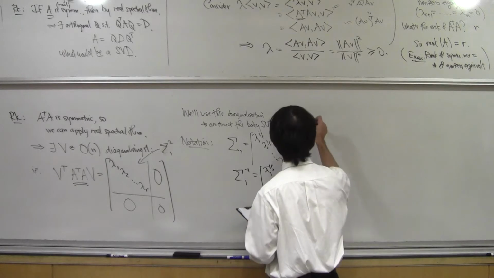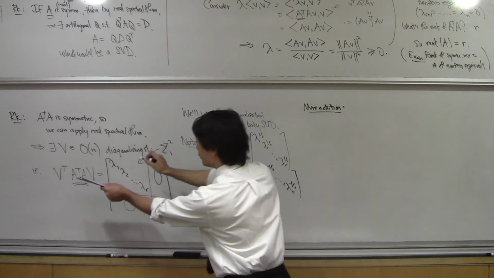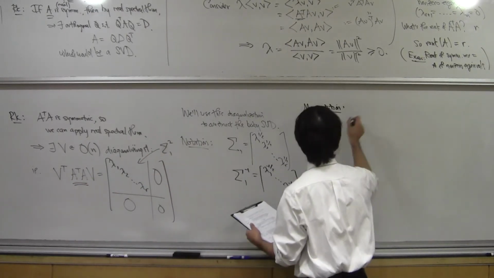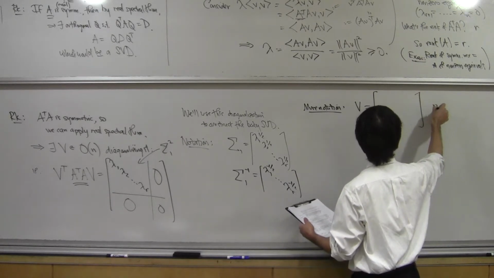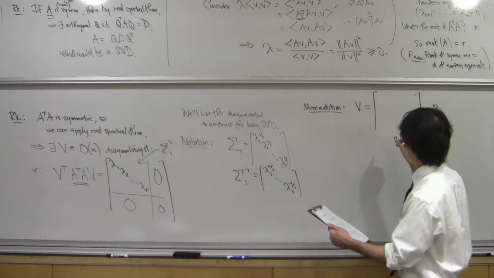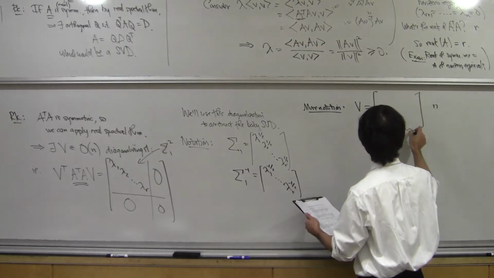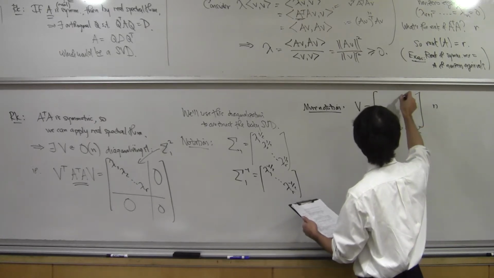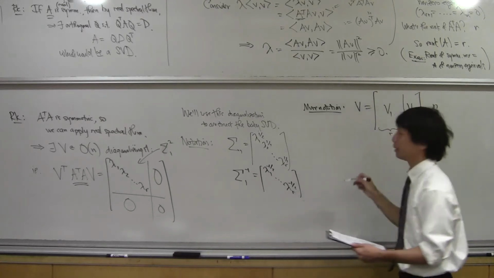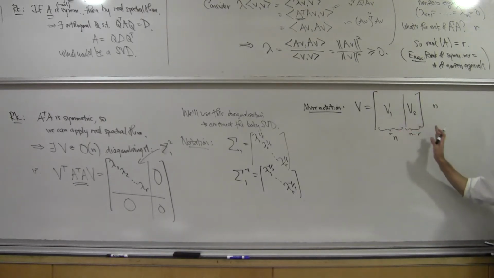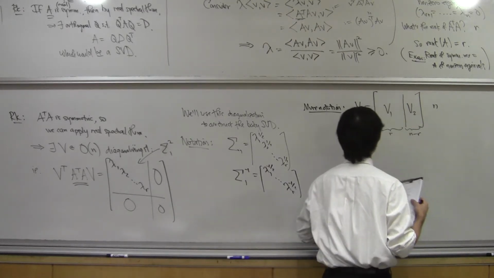More notation. So we have this matrix V, right? V is an n by n matrix. We take the first r columns of it. Of course, there are n minus r columns left over. We take the first r columns and we call that V1.